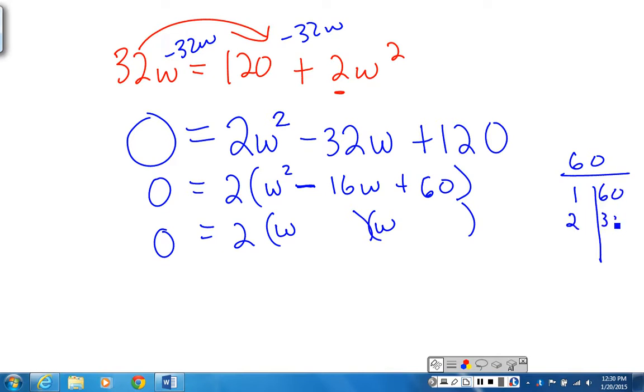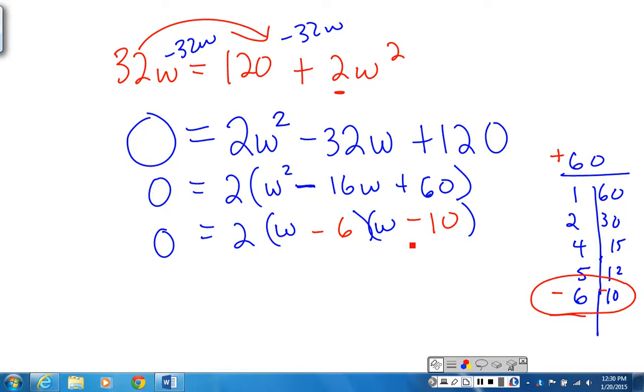I don't know. Let's see. Alright, 2 times 30 is 60. 4 times 15. What about 5? What about 6 and 10? Now that sounds like a winner if we make the 6 and the 10 negative. That way they add up to negative 16 but multiply to give me the positive 60 that I need. So you will have 2 times W minus 6, W minus 10, and you have factored completely.